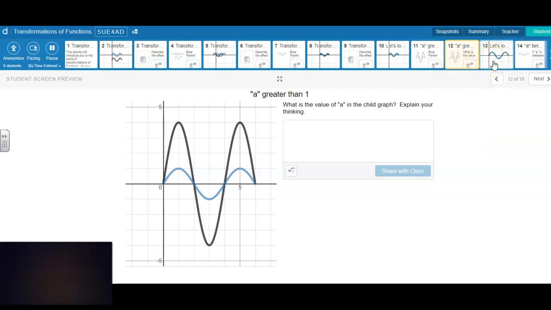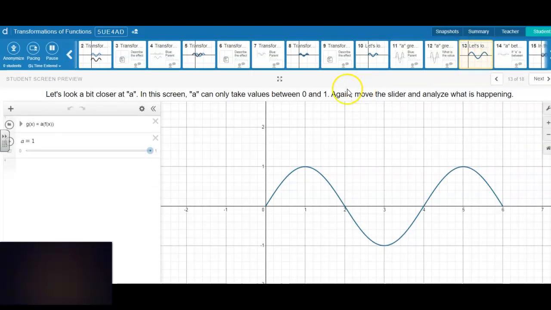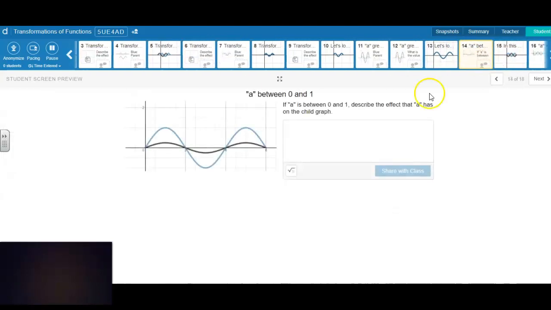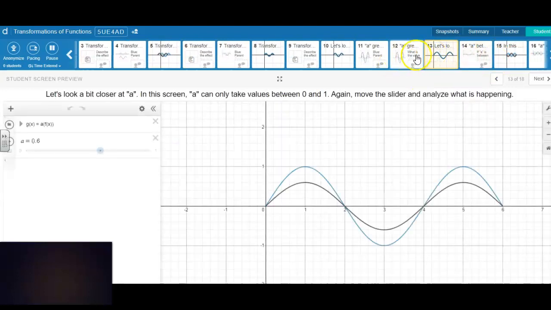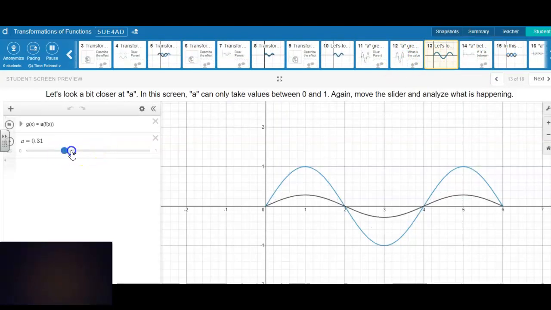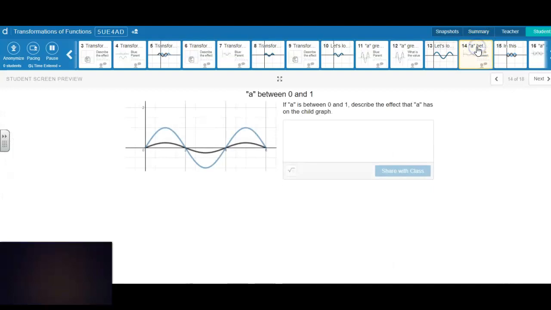All right, moving on. So let's see what happens now. This is built where A is less than 1. So what happens when A is less than 1? Between 0 and 1, it goes down to the x-axis. Let's get that again. It starts out at 1 as the original graph. If A is between 0 and 1, it goes down, but does not go below the x-axis because it's positive. So it flattens toward the x-axis.